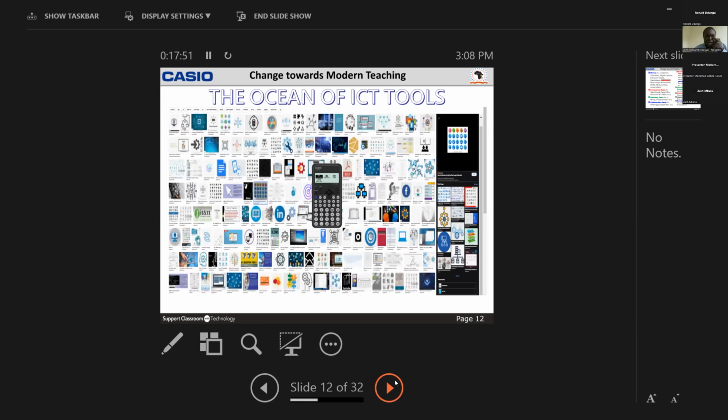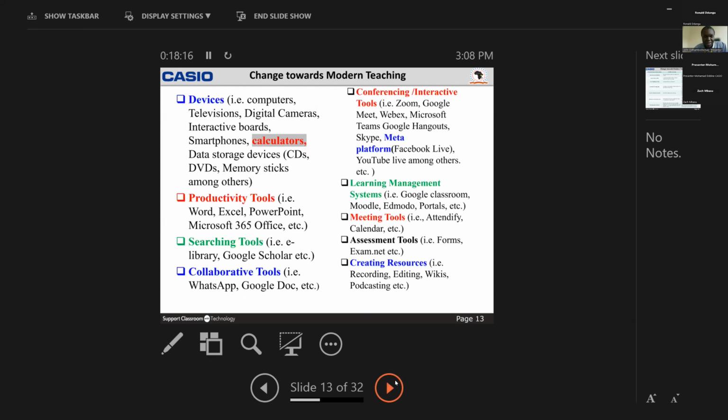If you look at the slide we now have, you can see the ocean of ICT tools. There are many, there are several. It is the teacher, the facilitator, who now chooses what to use best so that they can really get to the learners to learn well. Our focus here towards the many tools will be on modern teaching. We are not going to look at all those ICT tools. We want to focus on a specific one, which is a device. We have several devices for modern technology.